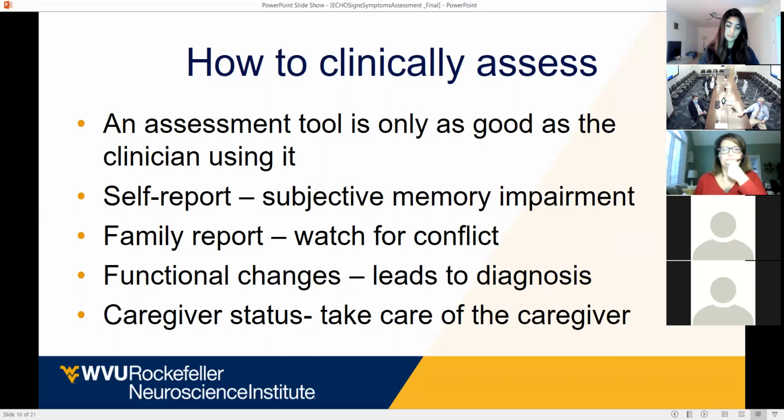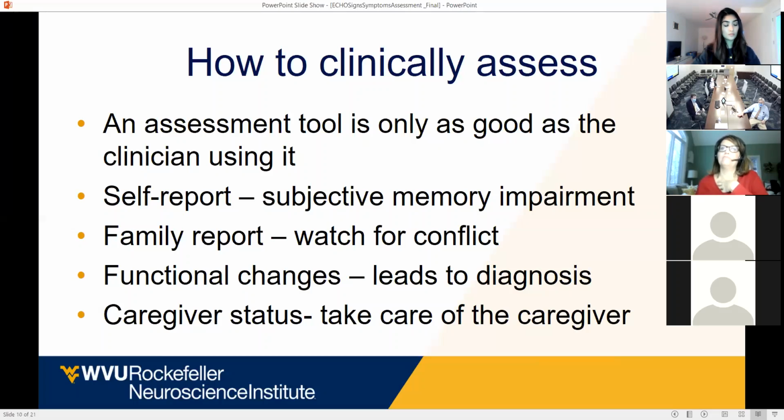The final thing that you want to do clinically, and you can do this with a form or you can just ask, are these problems with thinking, with memory, with language, with behavior, are they impacting this person's life and function? Because that leads to a different diagnosis. If it's more of an irritant, it's still mild cognitive impairment. But once it creates functional problems, then it's a dementia.